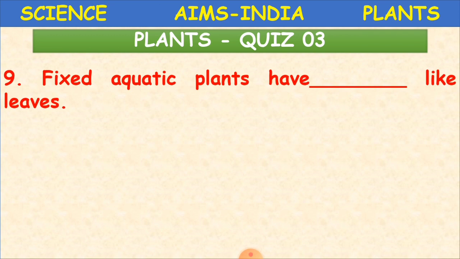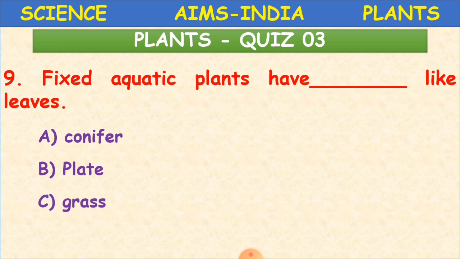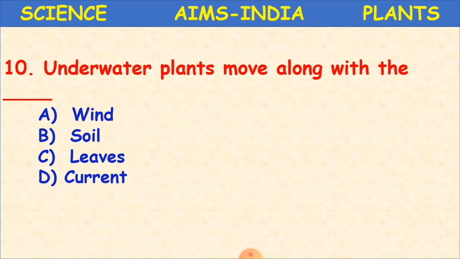Fixed aquatic plants have dash-like leaves. A option is needle-like, B plate-like leaves, C grass-like leaves, or pot-like leaves. What type of leaves do they have? Yes, it is the B option, plate-like leaves. Clear, children? Like lotus, for example. It has plate-like leaves. Clear? And the next question.